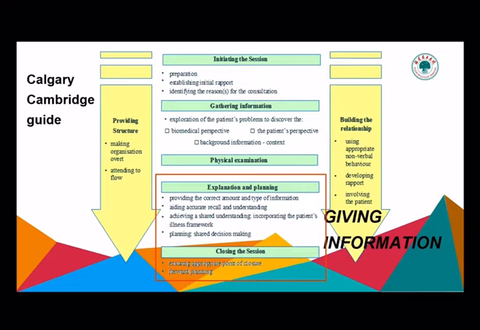Alright, let's see the Calgary-Cambridge Guide. It is a typical guide for us to discuss communication skills for medicine. It includes 5 steps: initiate the session, gather information, physical examination, explanation and planning, and close the session. Our topic today, how to give information, includes the last 2 steps in the guide, explanation and planning, and closing the session.